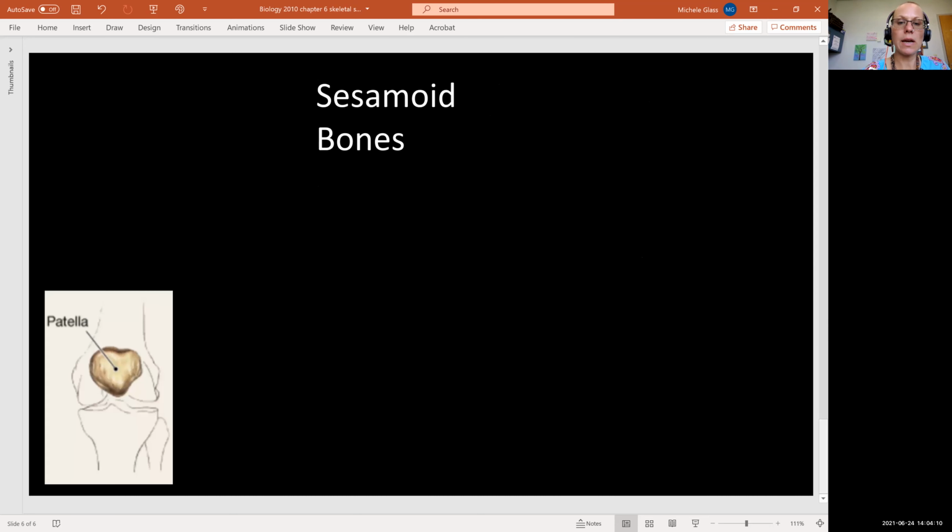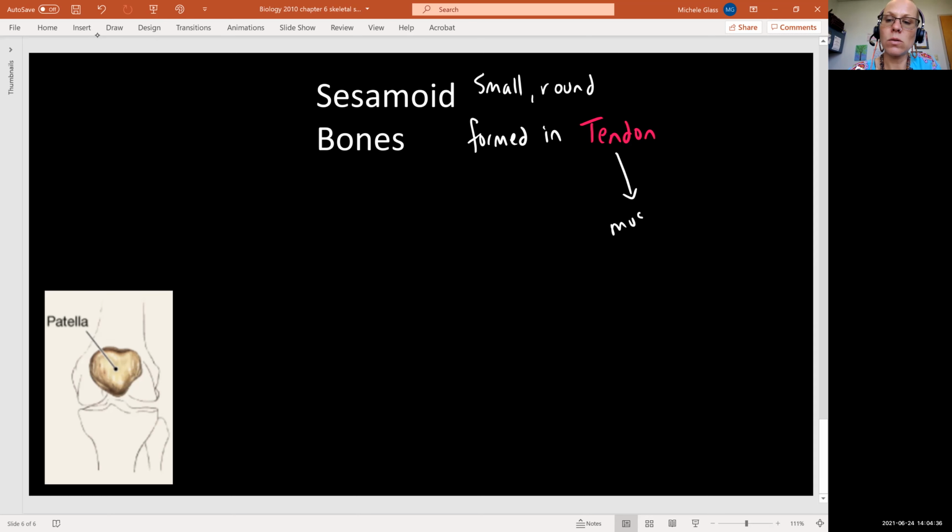And the last one to look at is the sesamoid bone. And the sesamoid bone is going to be small and round. And here's the key feature: formed in a tendon, where your tendon is a connective tissue that connects muscle to bone. And tendons are going to be part of the muscular system, not skeletal system. Tendons are part of the muscular system and attach muscle to bone.